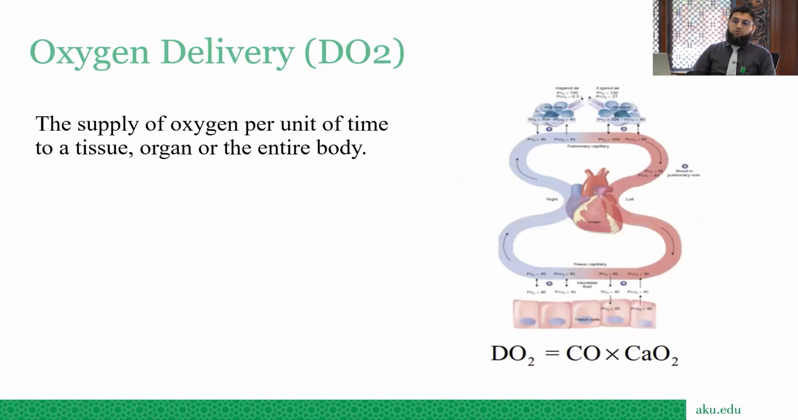So what is oxygen delivery? The supply of oxygen per unit time to the tissue, organ, or the entire body is called oxygen delivery. That is how much oxygen is being delivered to the tissues, to the organ, or to the entire body, and it is a product of cardiac output and oxygen carrying capacity. We're going to discuss cardiac output and oxygen carrying capacity in the next few slides so that you will be clear as well.